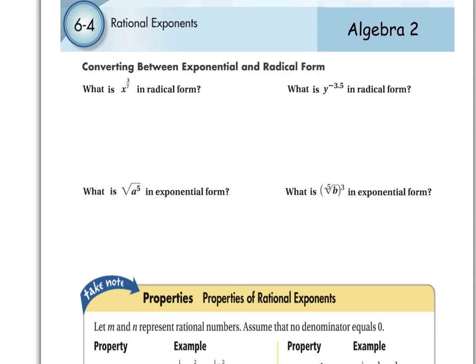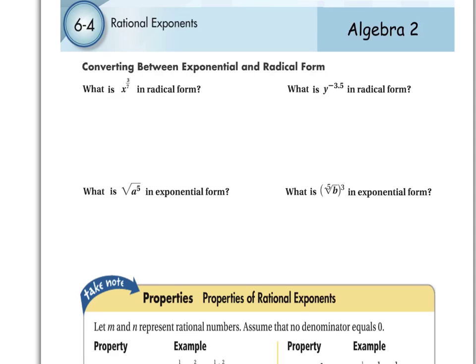All right, now we're going to have to be able to also convert between both forms here. Convert from exponent to radical and radical to exponent. So let's take a first example. Okay, what is x to the 3/7 in radical form?